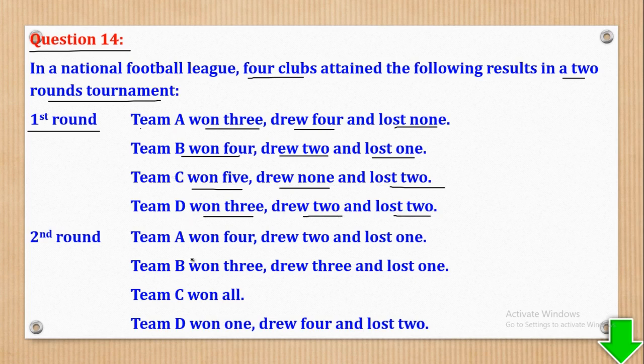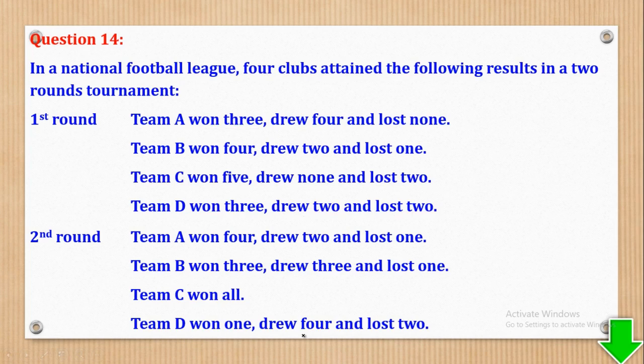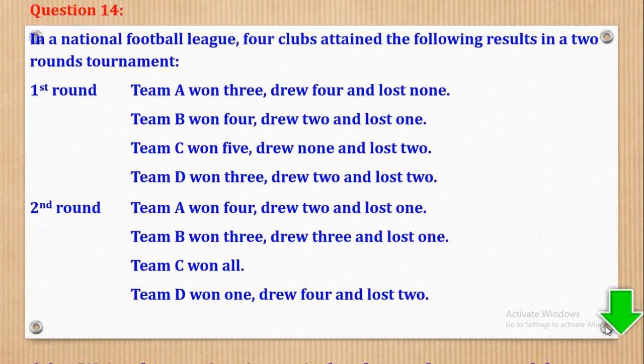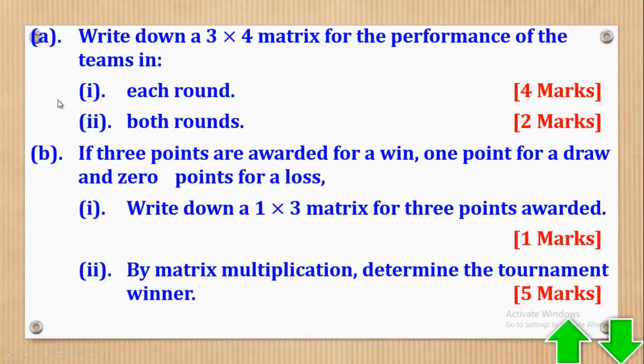What about in the second round? In the second round, Team A won 4, drew 2, and lost 1. Team B won 3, drew 3, and lost 1. Team C won all. Team D won 1, drew 4, and lost 2. So with that information, they asked this question.